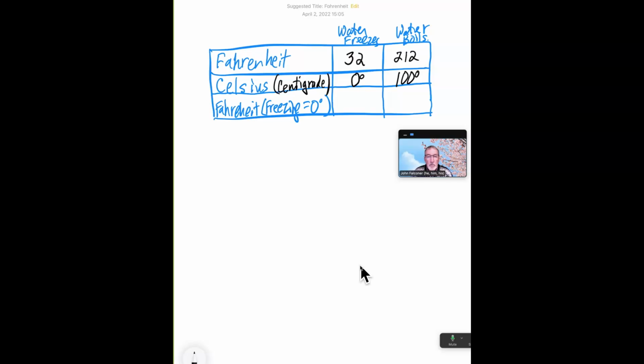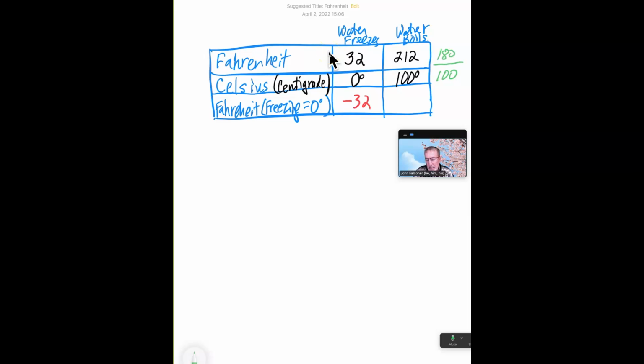So what we have to do when we want to convert between these two is to zero out Fahrenheit. And the way we do that is we subtract 32 from whatever the Fahrenheit temperature is. If we subtract 32, we do the equivalent of zeroing out the Fahrenheit temperature. And then the difference between 0 degrees and 100 degrees is 100 degrees, so you have 100 gradations. And the difference between 32 and 212 is 180.